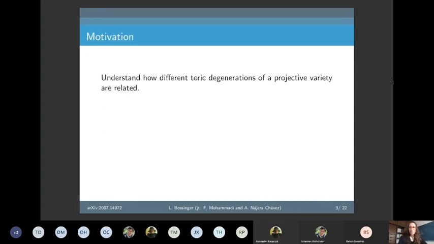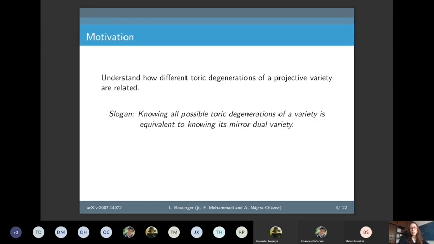I usually study toric degenerations of projective varieties. And for this particular project, I was a bit intrigued by a certain slogan in mirror symmetry that roughly goes like this. It says, knowing all possible toric degenerations of a variety is equivalent to knowing its mirror dual variety. So this is a very vague statement, but the idea is to study more than one toric degeneration of a projective variety at the same time, and to get maybe some more information about the variety.